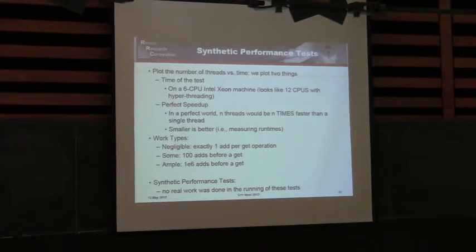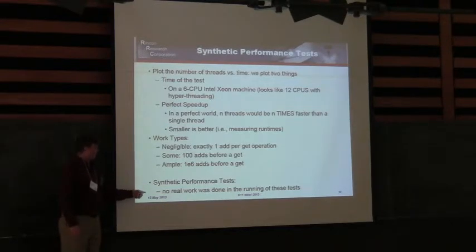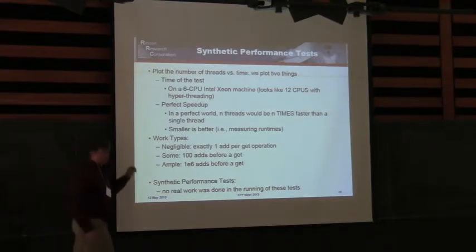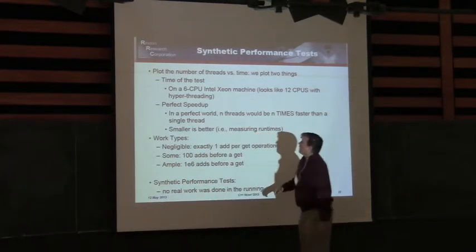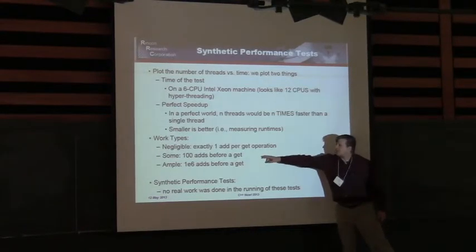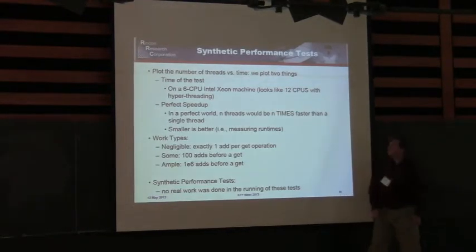All right, so in order to do this, like we said, to really test thread neutrality, we need to run tests where a bunch of threads are running at the same time. Here are some synthetic performance tests. Just as a note, these are synthetic performance tests; no real work is done in the running of these tests. We're going to plot the number of threads versus time on our machine. This particular test, we're actually running three tests: a negligible test, a some test, and an ample test.